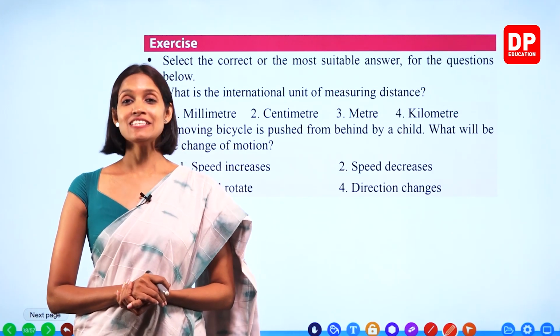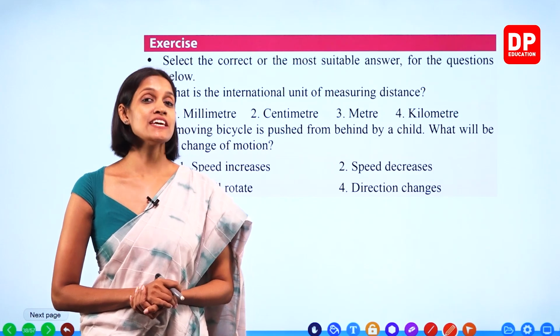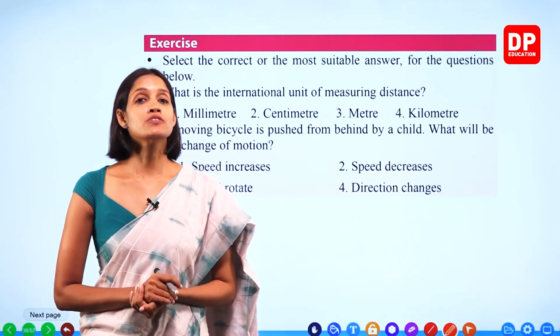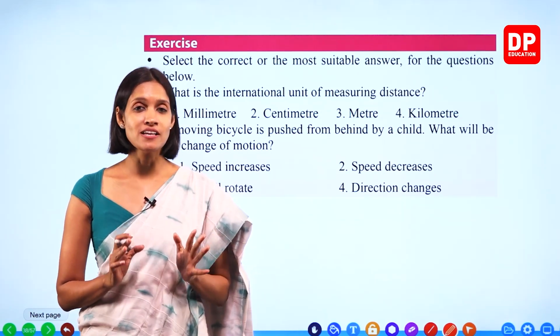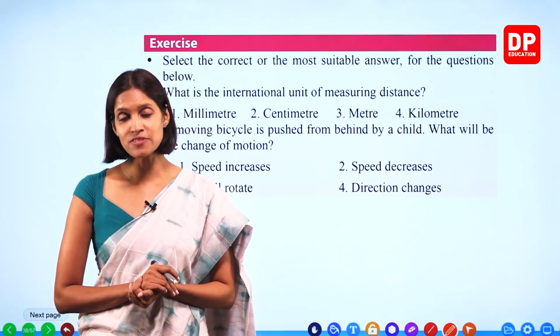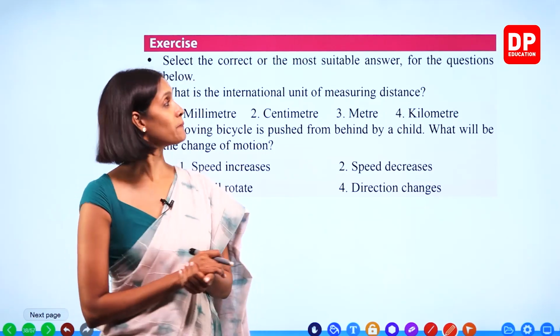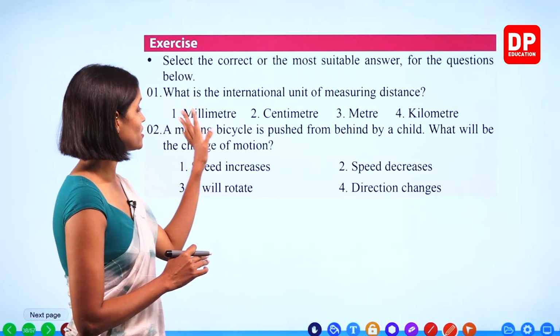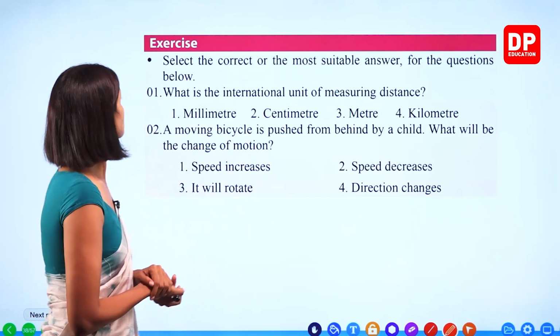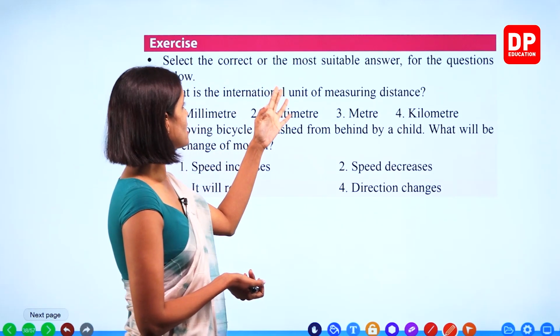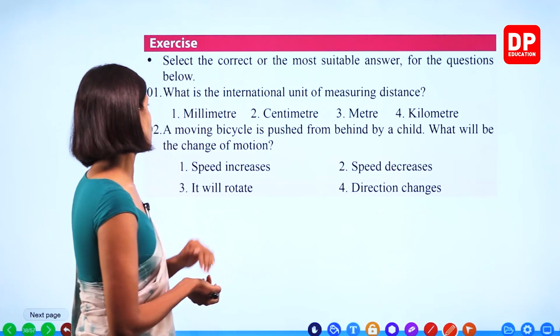Right, children. In this chapter, we are going to discuss the exercise given in the textbook and some extra questions too. So you all have to first write the answers to all the questions by yourselves and then watch whether your answers are correct or not. Okay? Right. So first we are going to do the exercise given in the textbook. First one. Select the correct or the most suitable answer for the questions below.